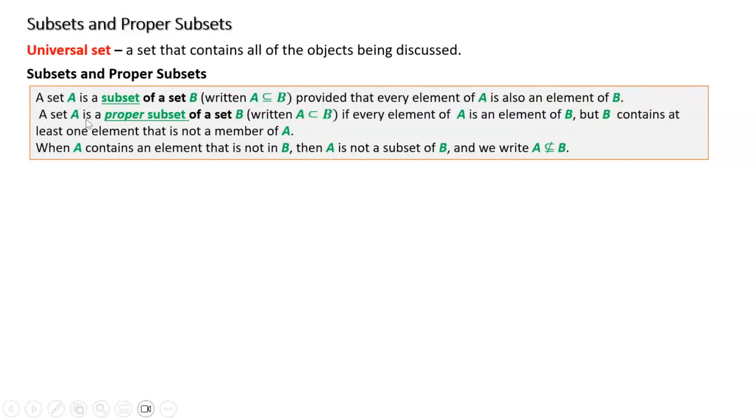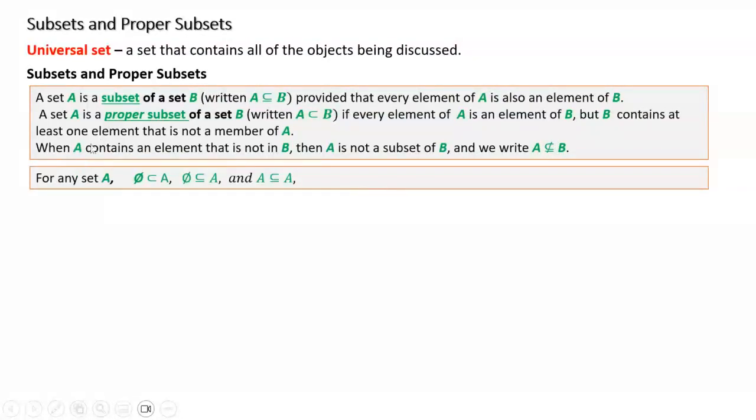Now the second one: a set A is a proper subset of set B, and here's how you write it. The difference between a subset and a proper subset is the symbol, the little line underneath it. But it has a different meaning. A is a proper subset if every element of A is an element of B, but B contains at least one element that is not in A, that is not a member of A. And the last one: when A contains an element that is not in B, then A is not a subset of B, and we write it as A, not a subset of B.